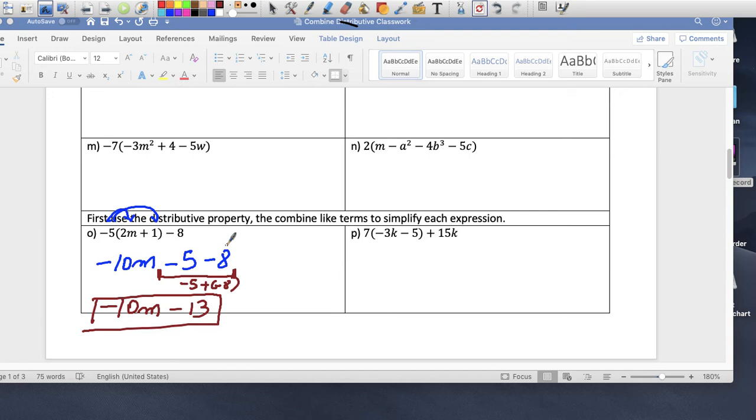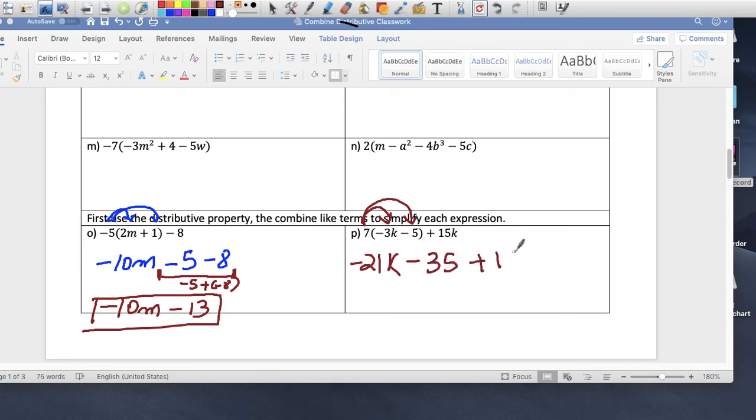Anytime you have an expression in parentheses, you need to remove them in order to combine. So right now, I can't combine this negative 3k with 15k, right? They're like terms, yes, but the negative 3k is inside the parentheses. It's being multiplied by 7, and until I do that, I cannot combine it with the 15k. Okay, so let's do that now. 7 times negative 3 is negative 21k. Positive times a negative is again negative, and 7 times 5 is 35.